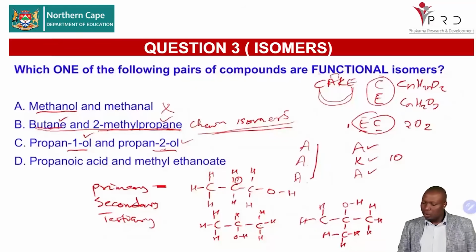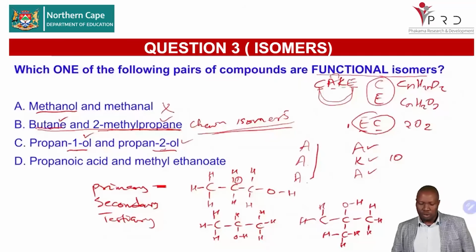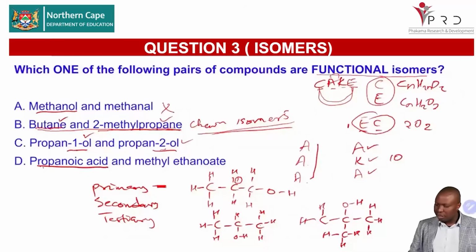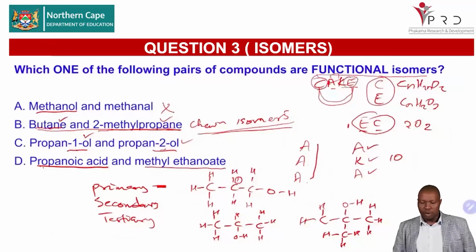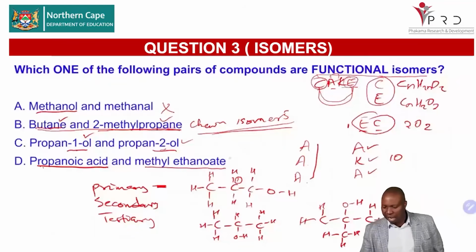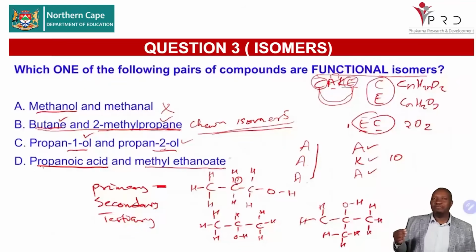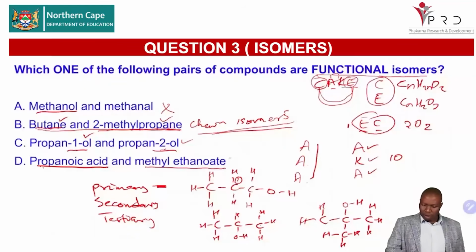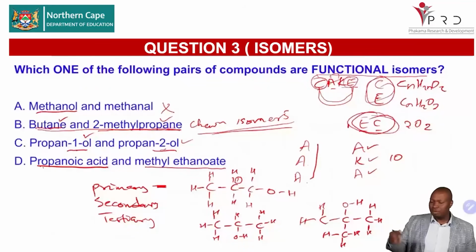Now, the question was, which one is a functional isomer? And we said we're looking for carboxylic acid and ester, or aldehyde and ketone. If we check, propanoic acid is a carboxylic acid. Methyl ethanoate is the ester. So you are able to see that this must definitely be our functional isomer. They have the same molecular formula, but different functional groups. All of them have 2 oxygens. And those are the ones I was saying to remember, esters and carboxylic acids.